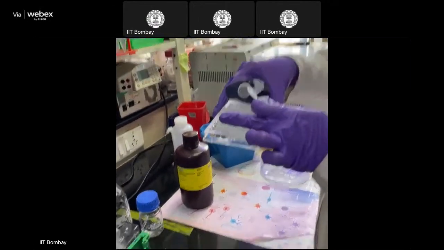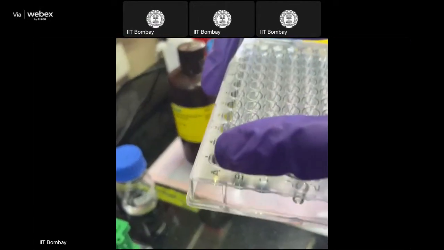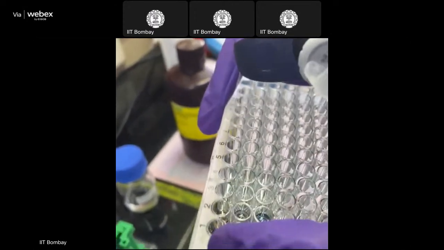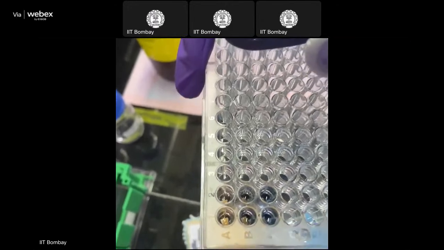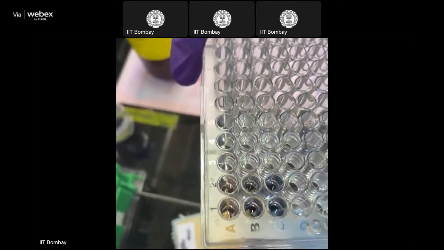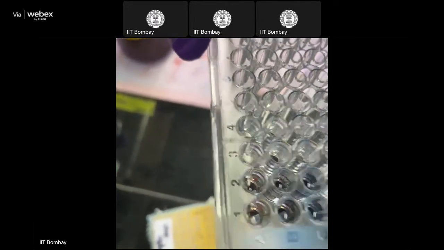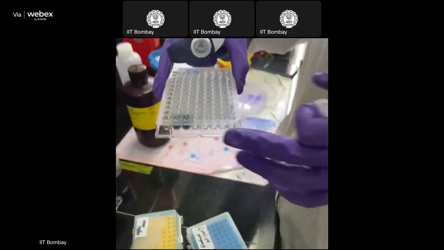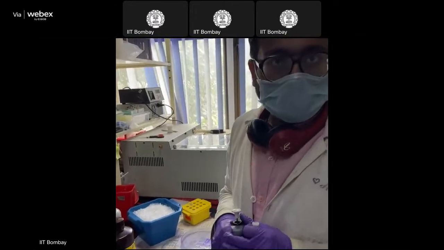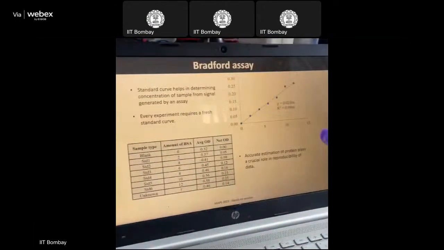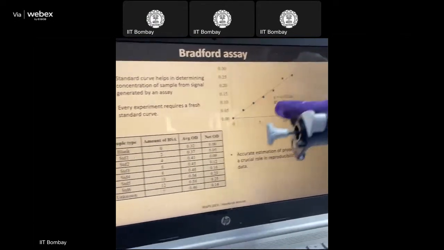You can see that we place it. Firstly we put the blank, where there is no protein, just Bradford, then 2, 4. In this way we prepare the samples, and then we take the readings at 595 nanometers in a multi UV spectrophotometer, and then we prepare a standard curve and try to find out the unknown concentration of the samples like this.